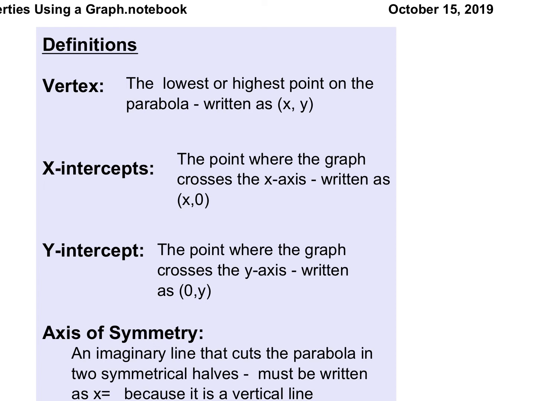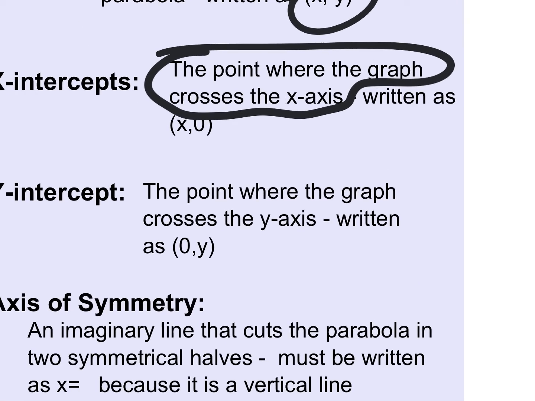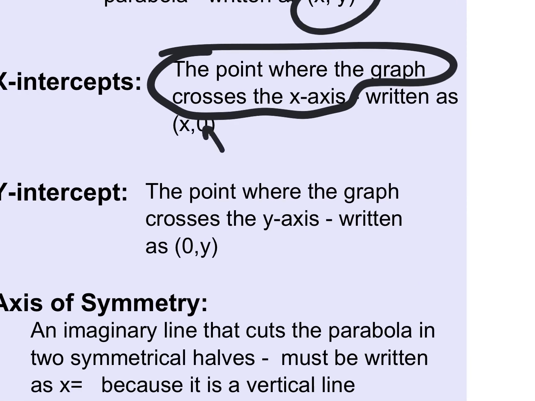The vertex, the lowest or the highest point on the parabola. You write it as a point. Does that make sense so far? The x-intercepts, the point where it crosses the x. And this is important. The x-intercept is where y equals 0. I'm going to say that again. The x-intercept is where y equals 0.